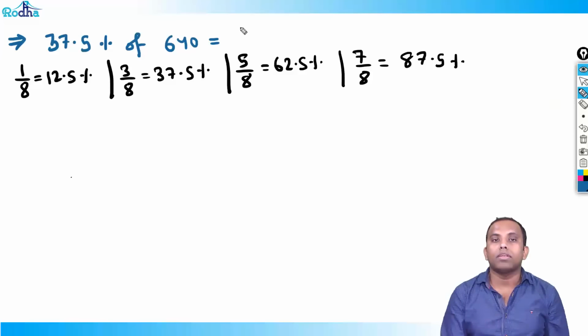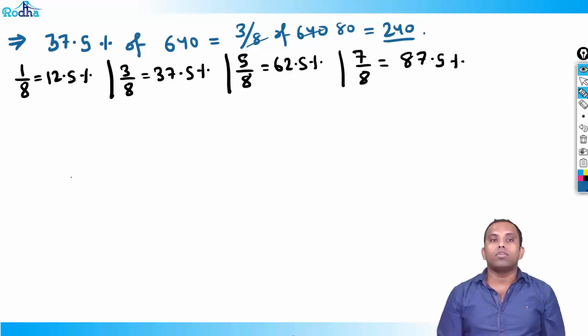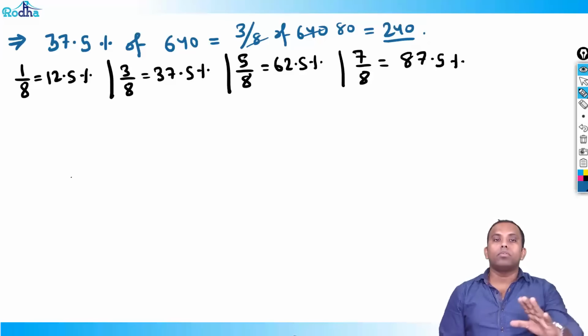37.5%, that means 3 by 8. 3 by 8 of 640. You cancel it: 8 eights are 64, so 80 times. What is 80 into 3? 240. Right, so it becomes so easy to calculate the value of 37.5% of 640. Very easy to calculate the value.